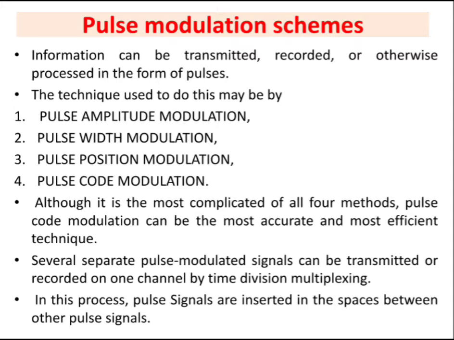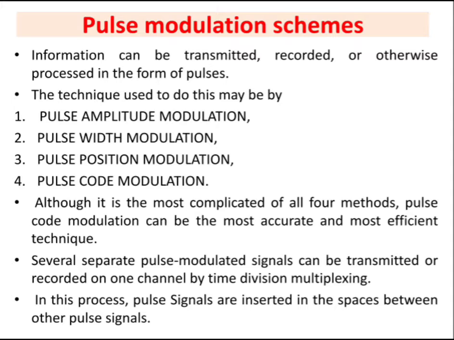Here the information can be transmitted, recorded or otherwise processed in the form of pulses. Hence the name pulse modulation schemes. The technique is classified into 4 types. The first one is pulse amplitude modulation. The second one is pulse width modulation. The third is pulse position modulation. And the fourth is pulse code modulation.